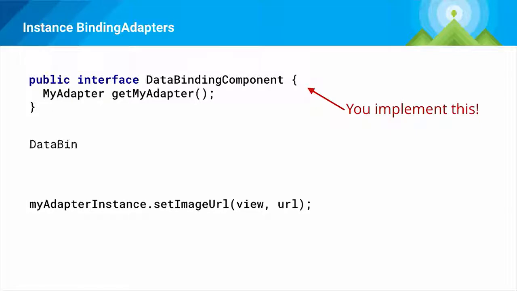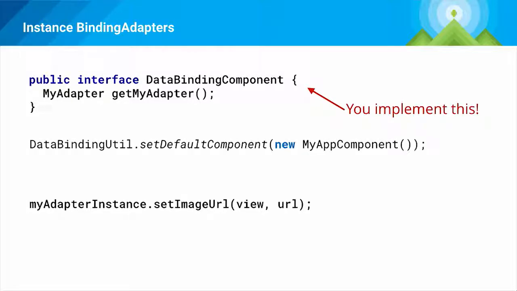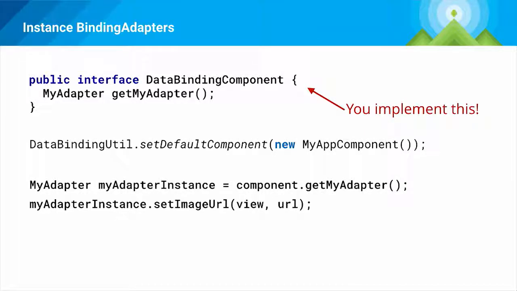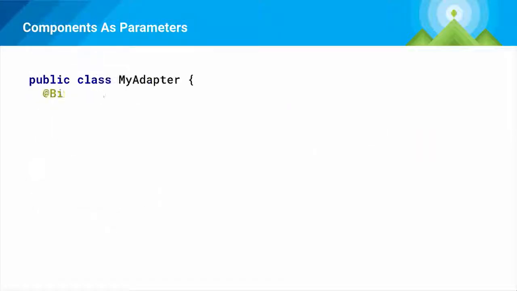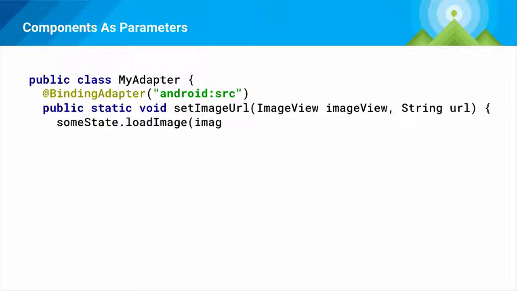So you implement this class, and then you call set default component on it. Now there's also ones if you want to load a specific implementation for a specific binding if you want. But most of the time, you probably want just a default component that you're going to load. And then we know exactly what instance we're going to load for your binding adapter. Very nice.